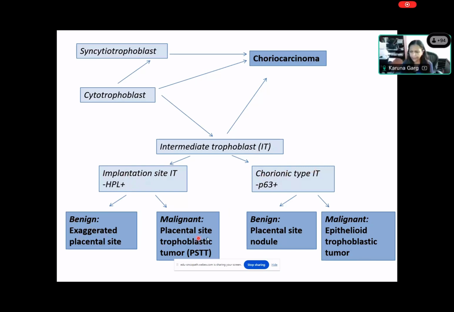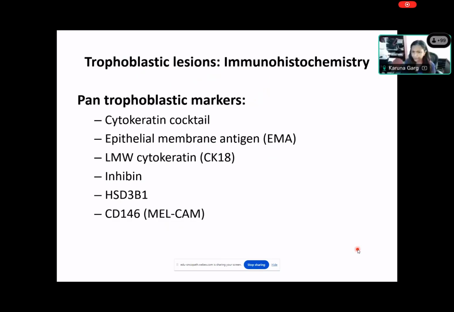And these are the benign counterparts. So when you think about implantation site intermediate trophoblasts, the benign counterpart is exaggerated placental site. The malignant counterpart is PSTT. In chorionic type intermediate trophoblasts, the benign counterpart is placental site nodule. The malignant counterpart is ETT. And again, if you get this sorted in your mind, then it makes it much easier when you look at these tumors.